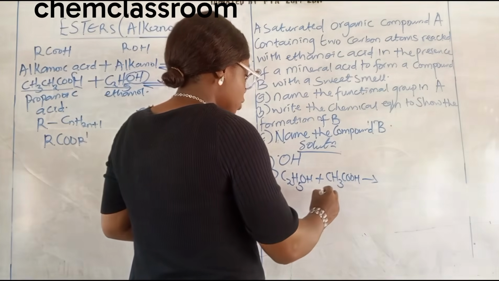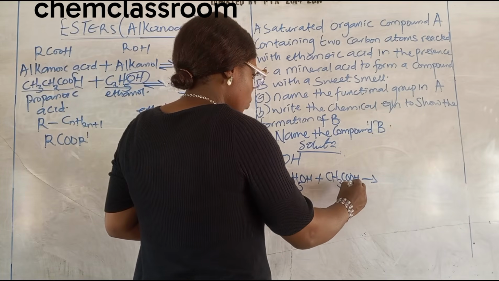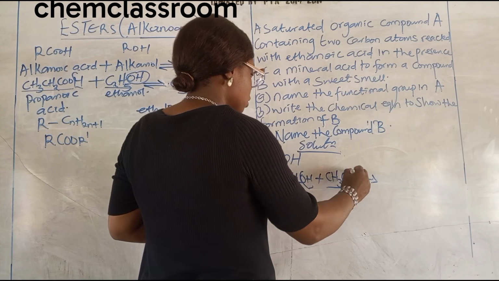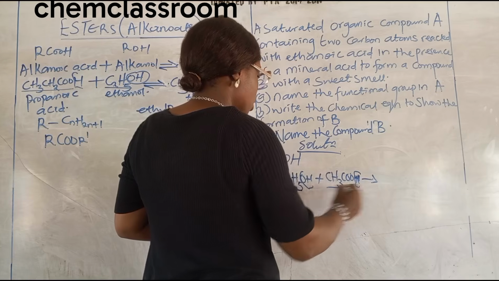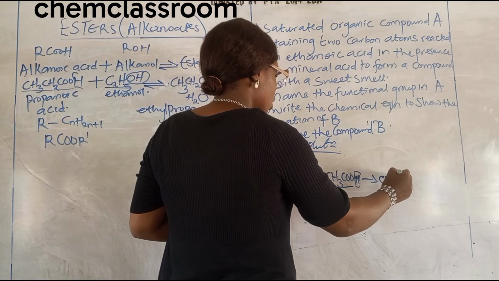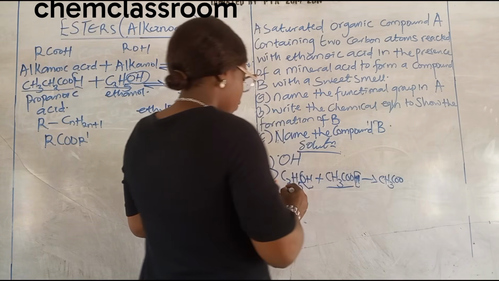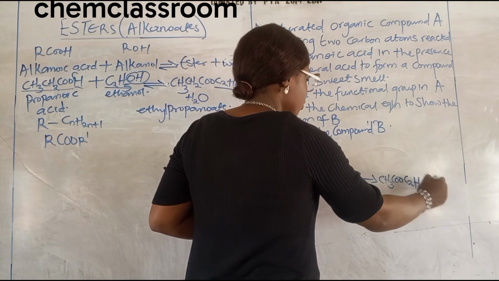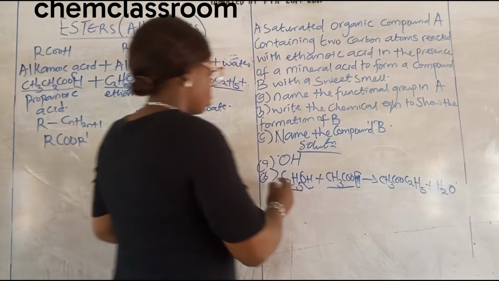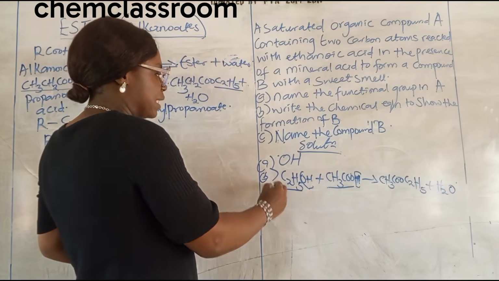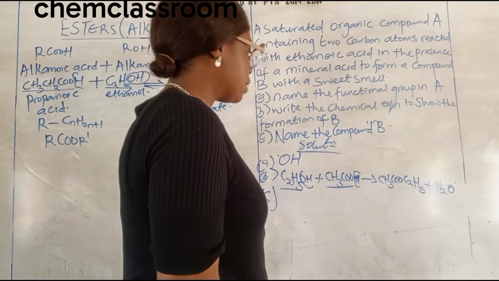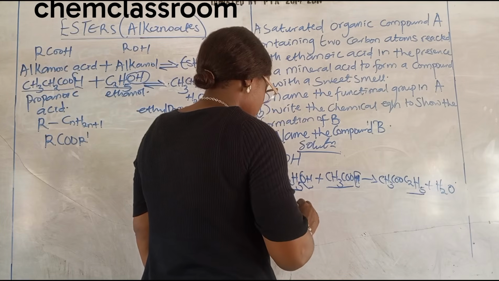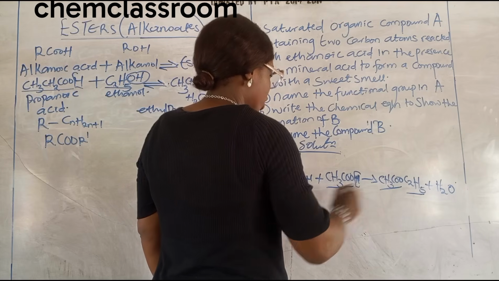So we are going to cut this and cut this, then the OH and the hydrogen will form water. So we'll have CH3COOC2H5 plus H2O. So having done for B, we are to name the compound B. So let us name, this is ethyl ethanoate.